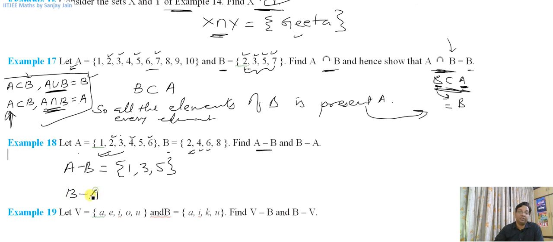What about B minus A? All the elements of B that are not there in A. 2, 4, 6, we have already seen that these elements are present in A also, so these will not be taken. 8 is an element that is present in B but not in A, so this will give me my B minus A. And as you can see, if I take their intersection, it will give me 5.